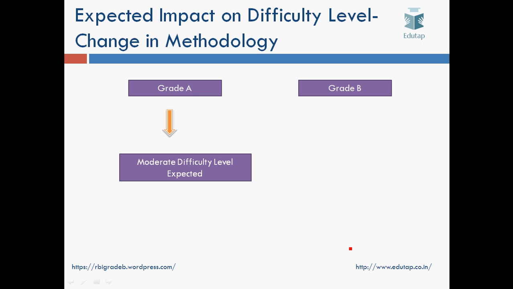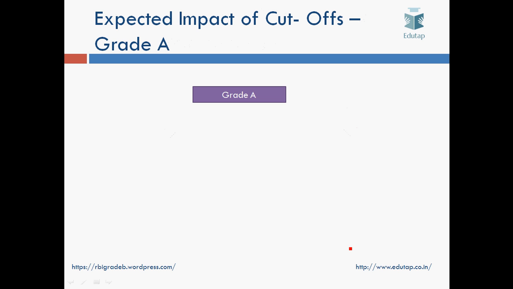Now, grade A has been made a separate exam from grade B. Therefore, we expect that the difficulty level would be moderate in the grade A exam. But on the other hand, difficulty level would be much higher in the grade B phase 1 exam, because since the pattern is the same, what will distinguish them most probably would be the difficulty level. Now, what is the expected impact on cutoffs for grade A vis-a-vis this change in methodology?